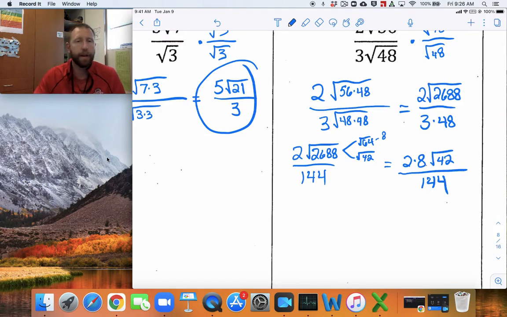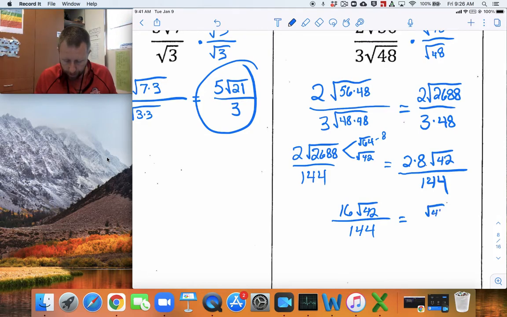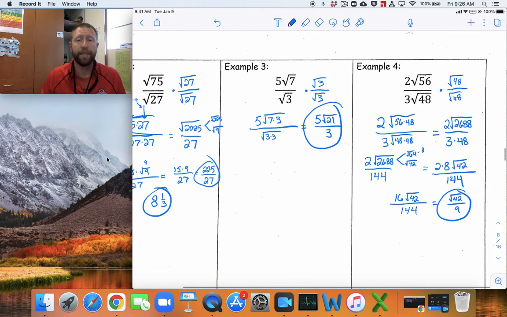Okay. 2 times 8, there's the bell. 2 times 8 is 16. So I'll simplify that first. So I've got 16 radical 42 over 144. And then just look to see, for sure we know that we can divide both those by 2. They're both even, right? 16 and 144, because we got to simplify the fraction. But is there any other thing? I'll use my calculator to check that. If I do 16 over 144, it simplifies to 1/9. So I don't have to write the 1 on top. It's just radical 42 over 9. And that's it. Okay? So your assignment is just working through that.